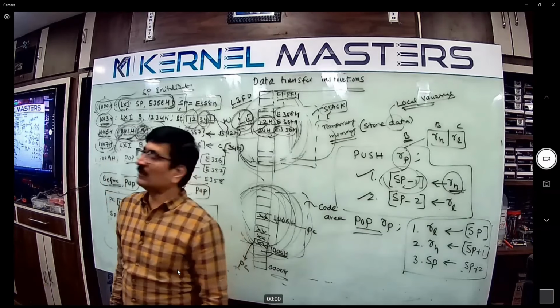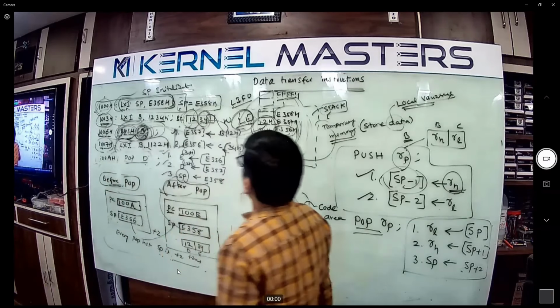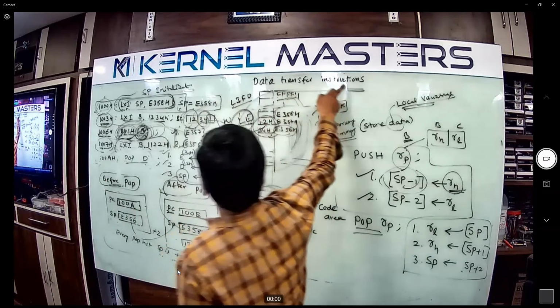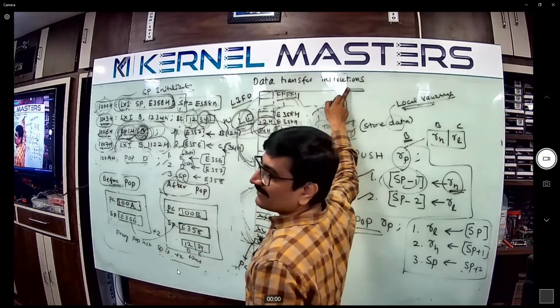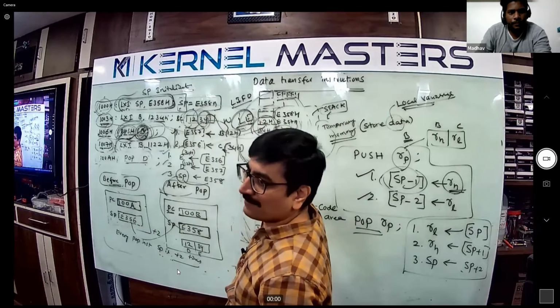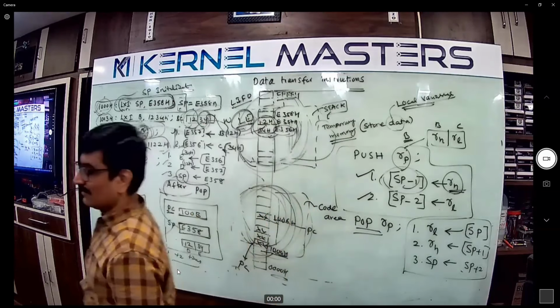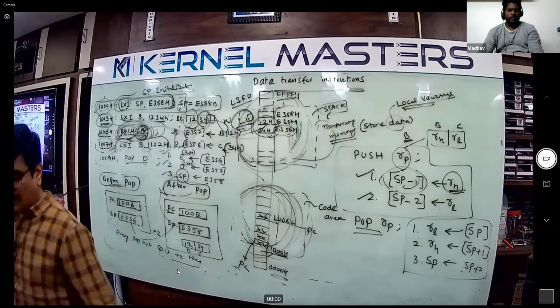So push and pop are also data transfer instructions. Push transfers data from the processor to memory. Pop transfers data from memory to the processor. So all of these are data transfer instructions.